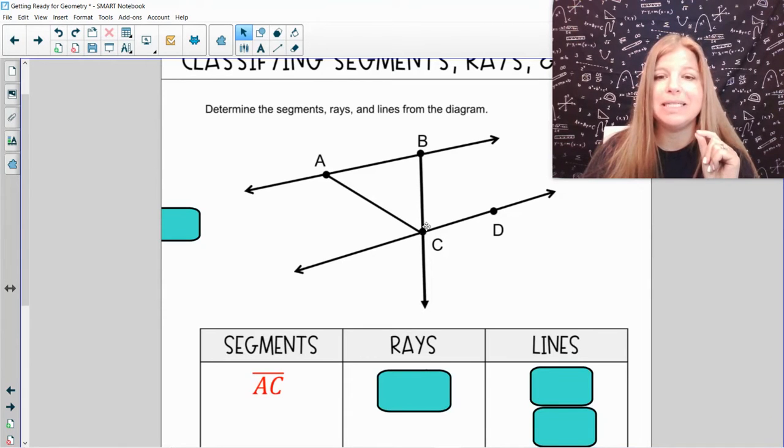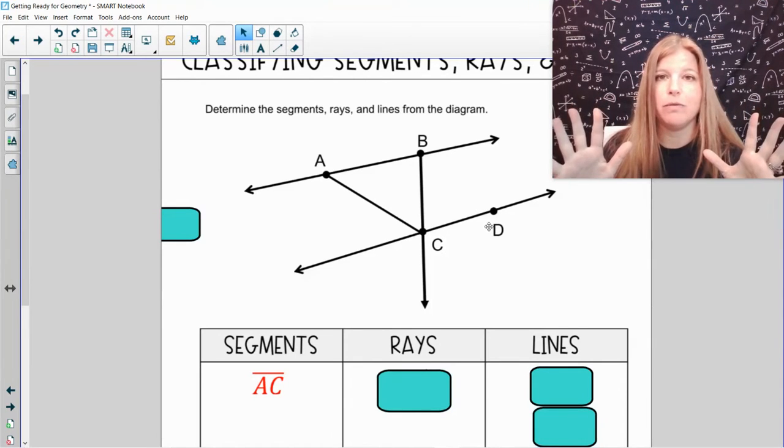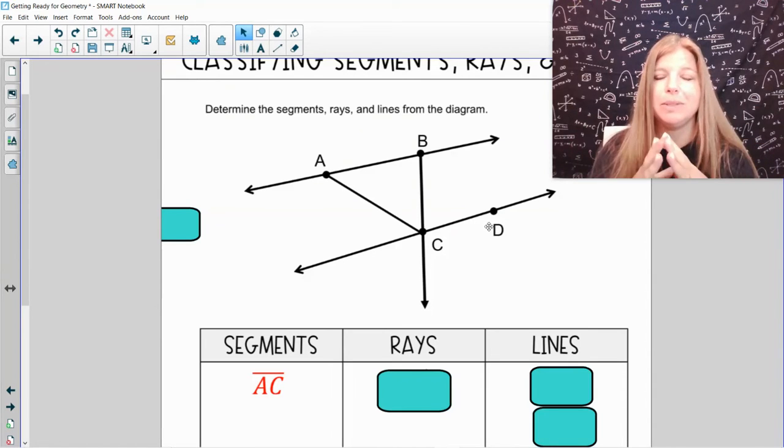Same thing with segment CD. You could say from point C to point D, that you're talking about just that segment. But if I wanted to look at this diagram overall and just look at what is only from endpoint to endpoint, it would be segment AC.